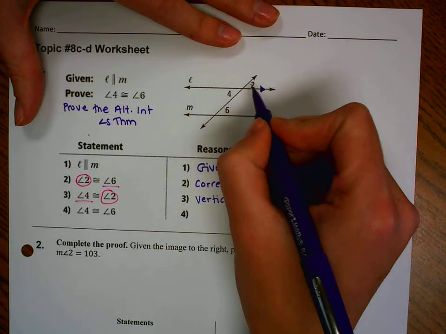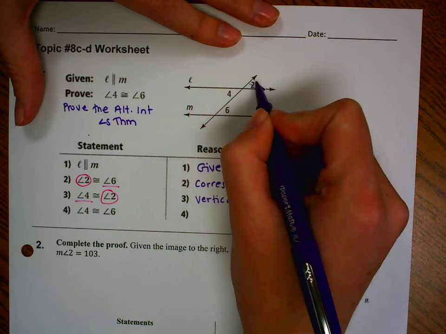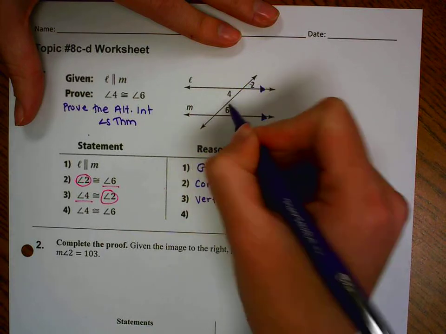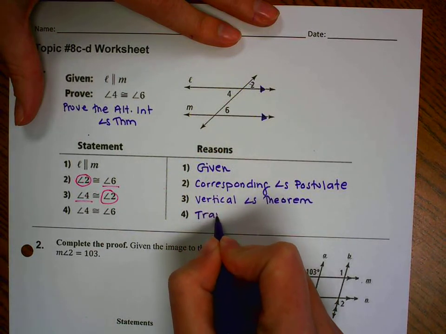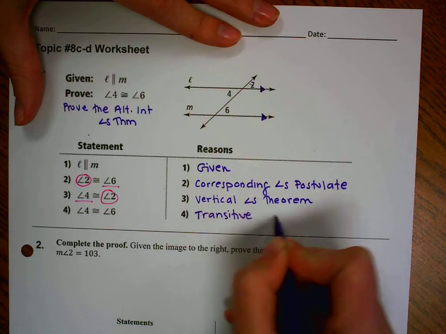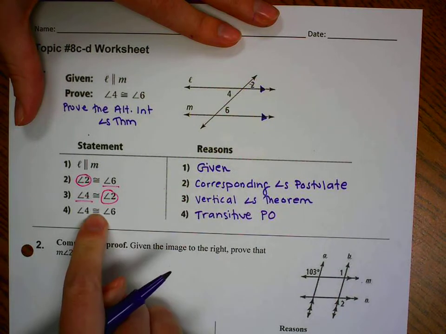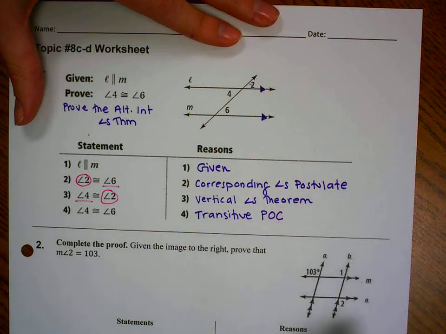Since 2 was the same as 4, and 2 is the same as 6, we know that these two also have to be the same. So that's my transitive property of, there's a congruent sign, so it's a property of congruence.